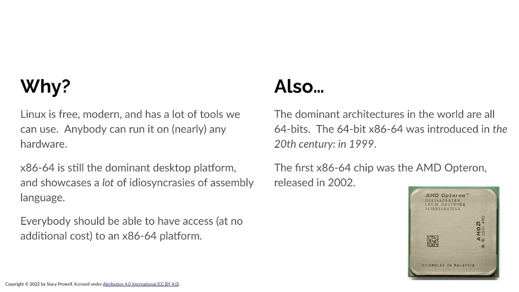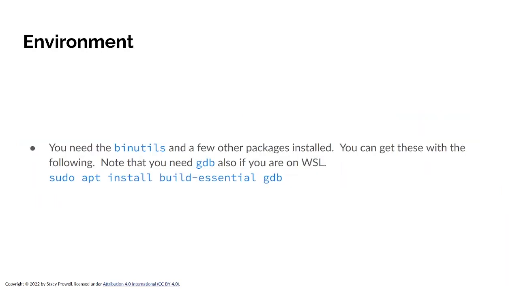64 bits because the world's 64 bits, and it has been since the 20th century, right? In 1999, that was the year the 64-bit x86-64 was introduced. The first one was the AMD Opteron. There's a picture of, I think, mine down there. It was released in 2002. So it's not like this is a brand new thing, right? And you can even see on that little image, it says copyright 2001, right? We're in a 64-bit world, and so we should be using modern stuff.